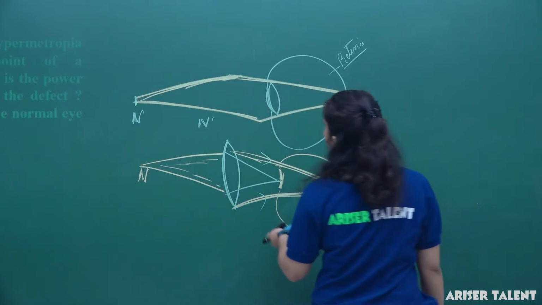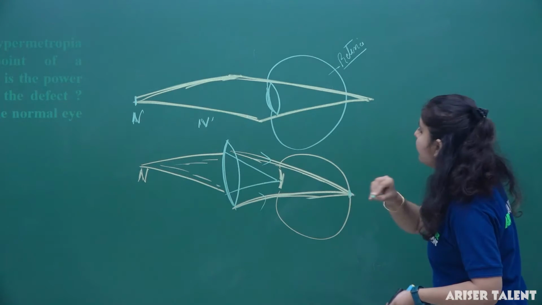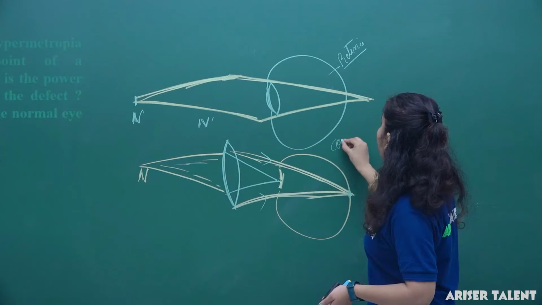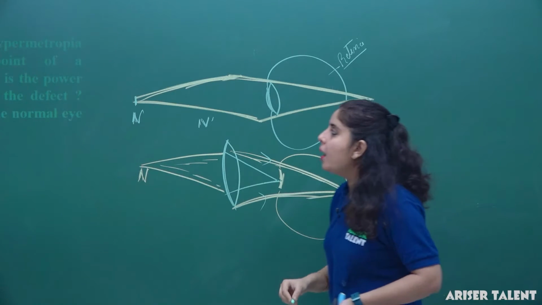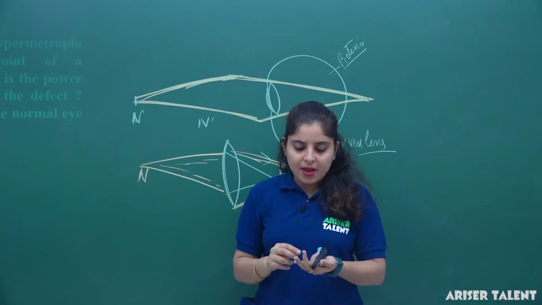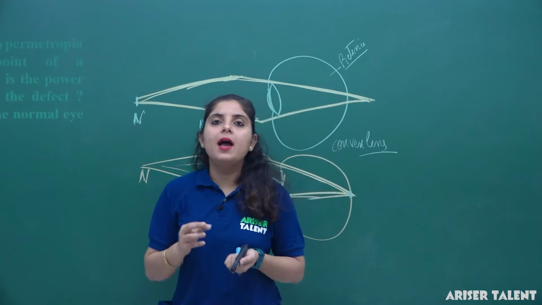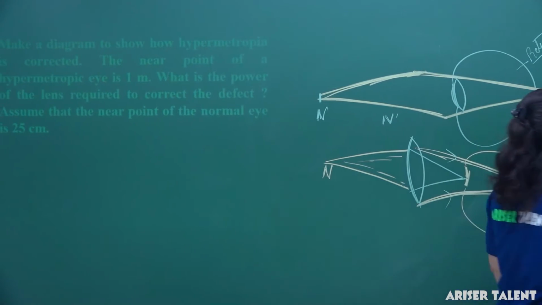So if we use the convex lens here, we will get the image exactly on the retina, and this image is going to be visible to you. Okay, so we will use the convex lens in this case. Now we have to find out the power of the lens required to correct this defect. Now you are given that the near point of the hypermetropic eye is 1 meter. Okay, the near point is 1 meter.